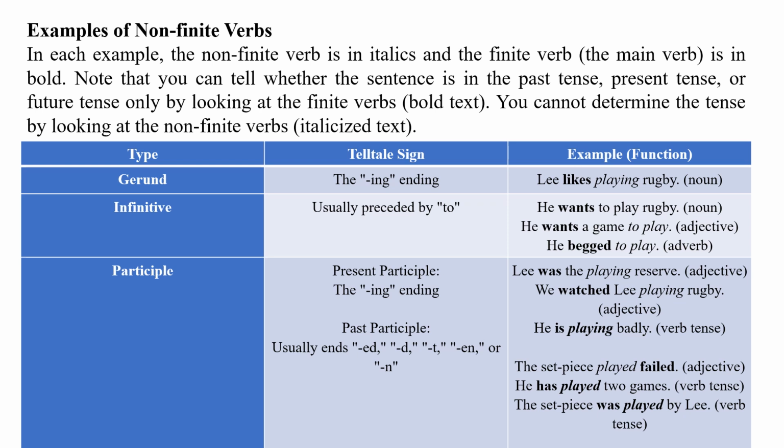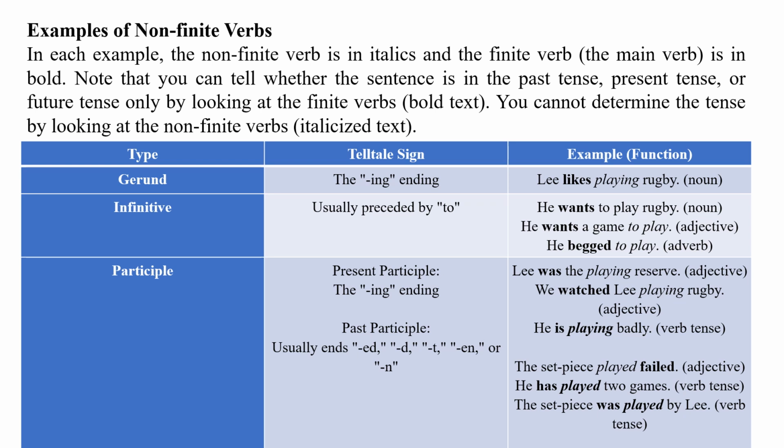He wants a game to play. Wants is the main verb and to play is the infinitive used as an adjective. He begged to play. Begged is the main verb and to play is the infinitive used as an adverb in this sentence. Participle. Present participle, the telltale sign is the ing ending.